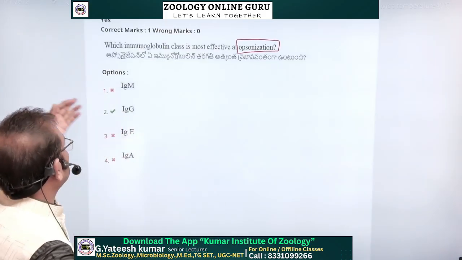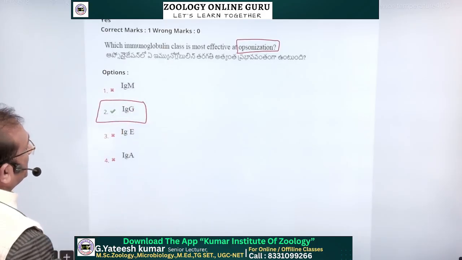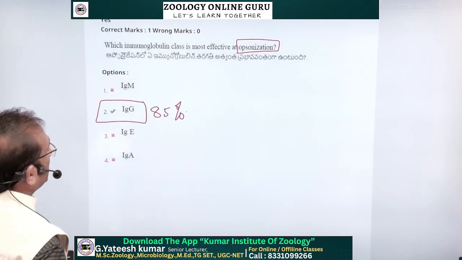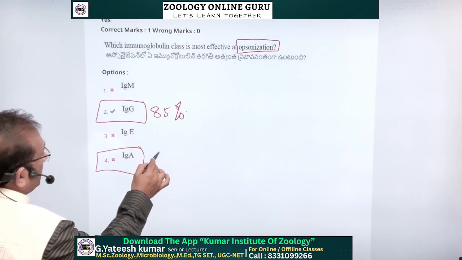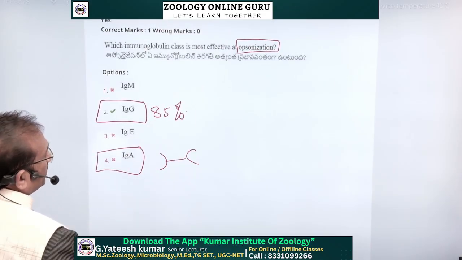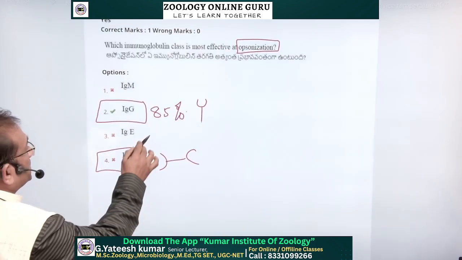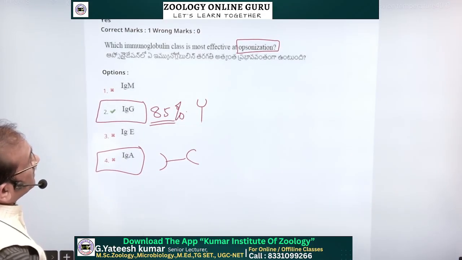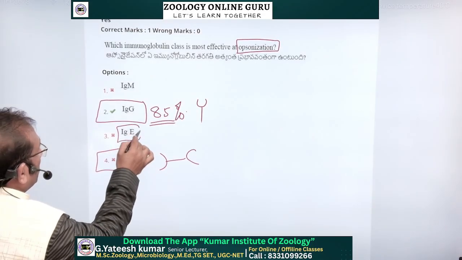Here, the simplest type and the most abundantly present in our body, 85% in our body, is the IgG antibody present in the blood. IgA is in the dimer form, while IgG is in the monomer form. So 85% is circulating in the blood and also crosses the placenta. So that is about IgG. And IgE causes hypersensitivity.